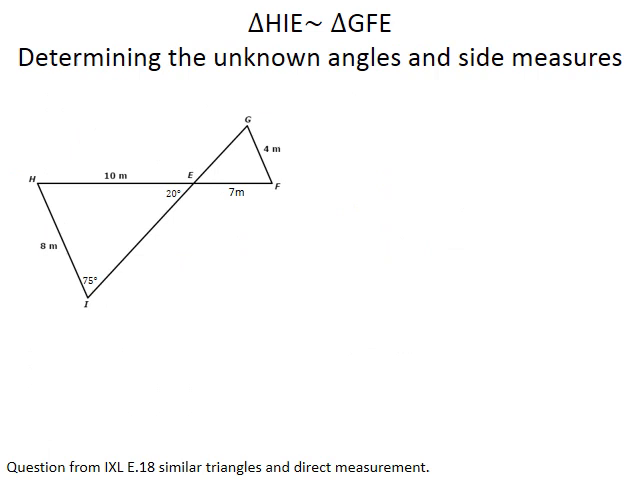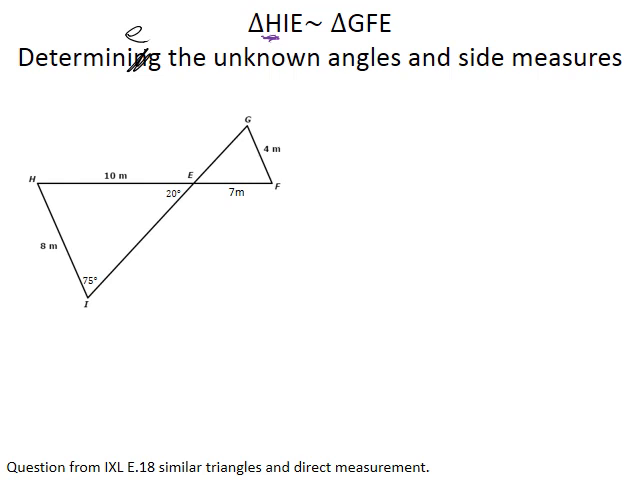Okay, we are going to do the exact same thing we did on the previous slide, but in a little different way. So it says determine the unknown angles and side measures of these two triangles. Now it tells us at the top that triangle HIE is similar to triangle GFE. Now, especially when you're first starting out, one of the things I suggest is use colors, a nice highlighter, to help you figure out which angles they're talking about, so you can help figure out which angles and which sides are corresponding sides.